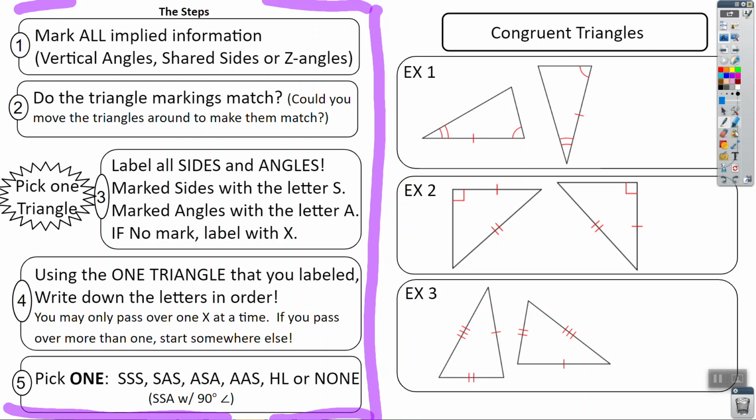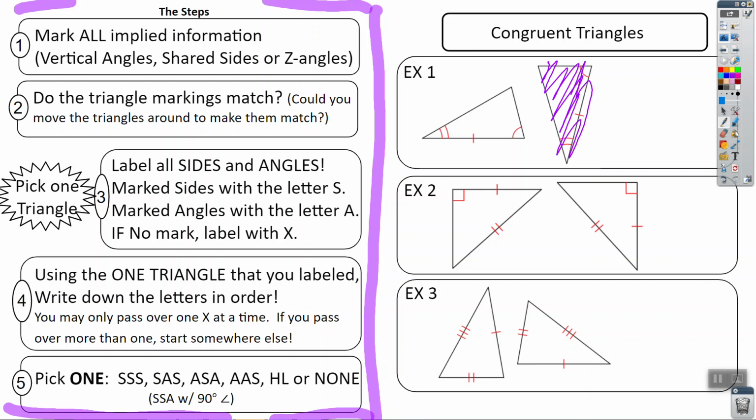In step 2, it's do the triangle markings match. Remember, from before, I can rotate, I can translate, I can reflect. The only thing I can't really do here is dilate. But I can move these things around and they can still be marked the same. So these two are marked the same. Then I'm going to pick one triangle. For my sake, I like to cross the other triangle out. And then where there are markings, I'm going to either mark an angle or a side.